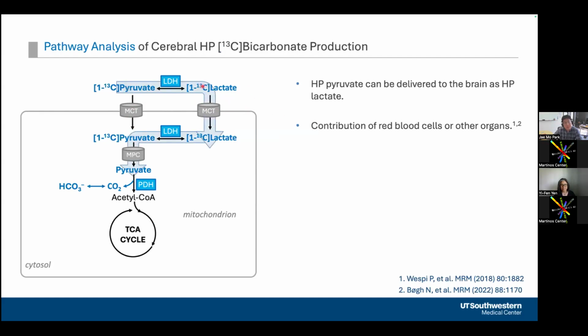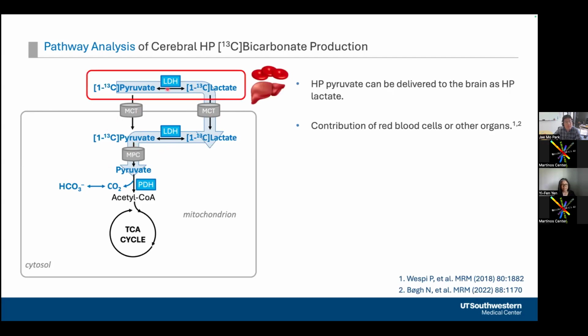If it does that, lactate can enter the cellular space and then be converted back to pyruvate and go into the TCA cycle. So either this way or that way, it's going to create bicarbonate. So how much is it going to be? I thought maybe this is the dominant way, but it turned out this one is actually very substantial.